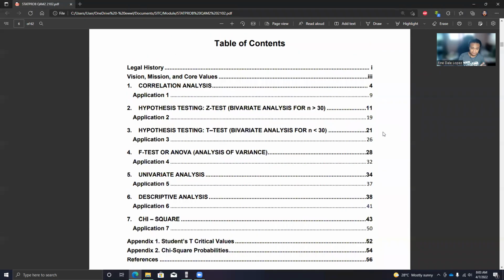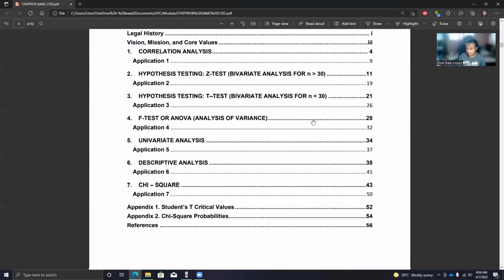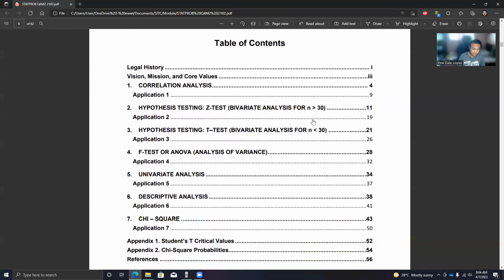So if there is a table of contents, I just introduce you to the lessons of the quarter. So first is correlation analysis, hypothesis testing. You will need this when you are in grade 12, because you will need this eventually.